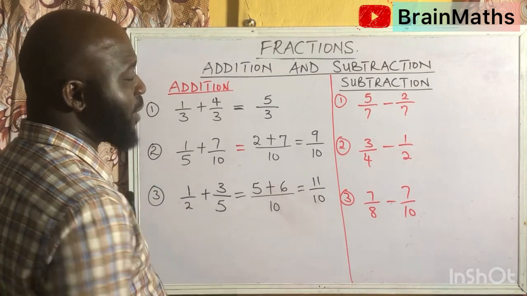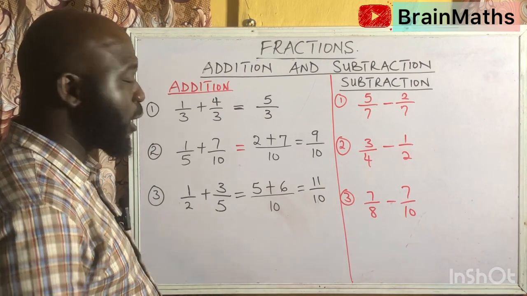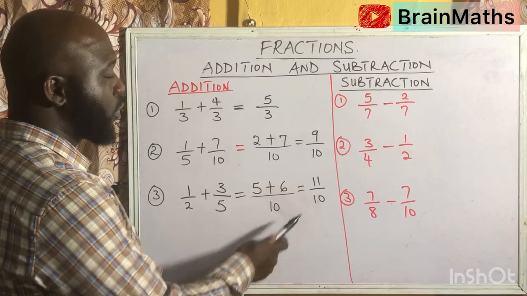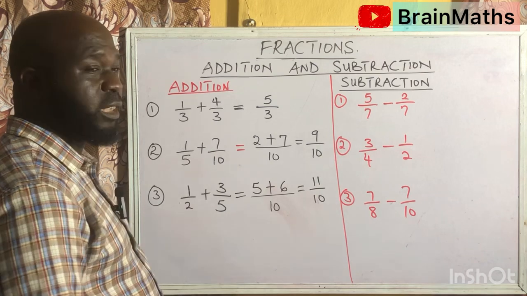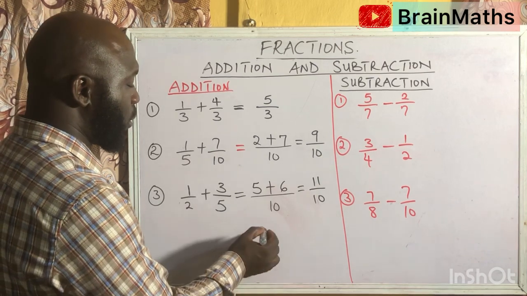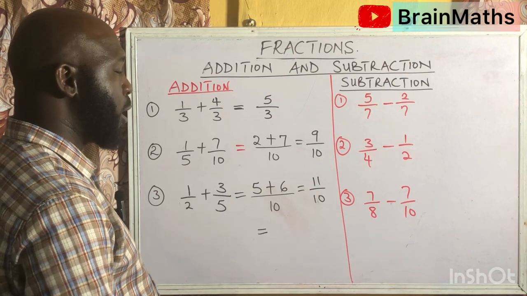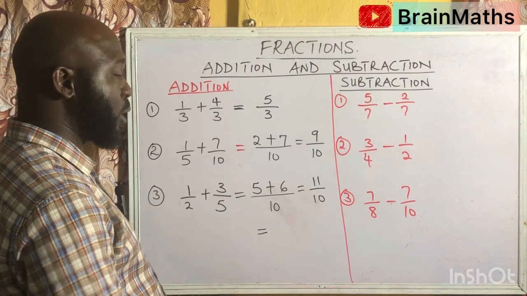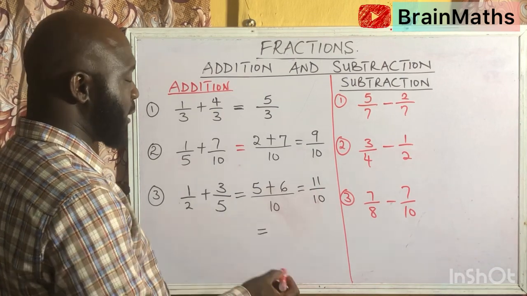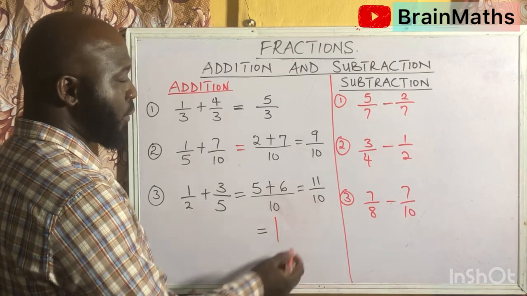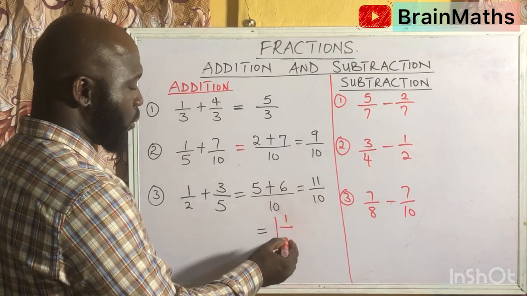But what we are having here is an improper fraction because the numerator is bigger than the denominator. So in that case, we take our fraction to a mixed fraction or mixed number. How many 10 can we get in 11? 1, remainder 1 over 10.